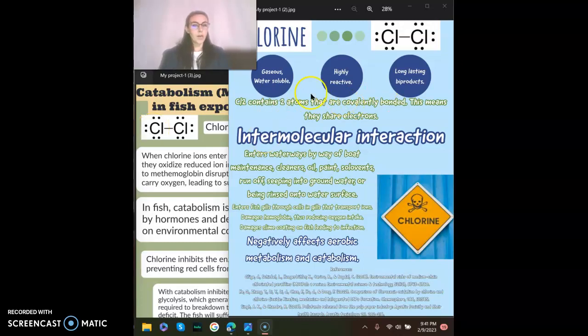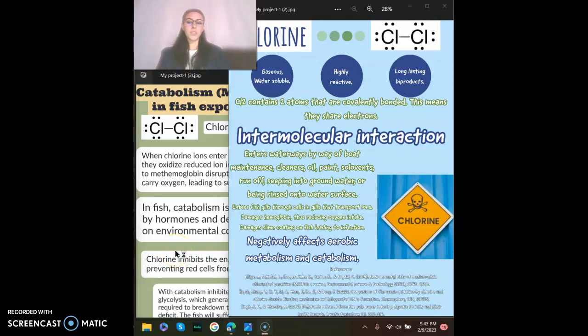I have here for you to follow along and just have some information for yourself, some fact sheets. The very first thing that I will be talking about is the chemical that I have identified in the water, and that would be chlorine. Chlorine has a structure of Cl2, so Cl and Cl. This contains two atoms that are covalently bonded, which means they share electrons. It is gaseous, water-soluble, highly reactive, with long-lasting byproducts.